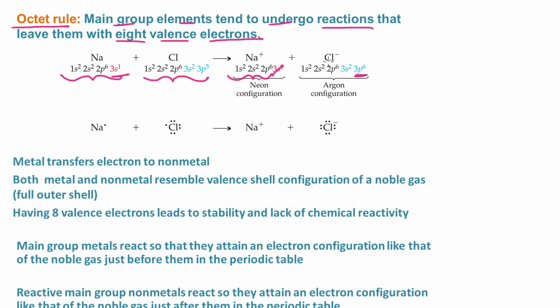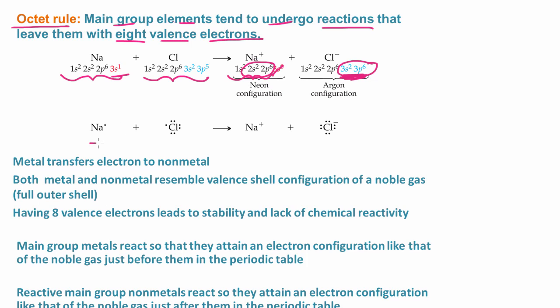And notice that when the chlorine atom gains 1 electron, when that electron is transferred from the sodium atom to the chlorine, it now has a full outer shell. That electron goes to that 3p subshell. Notice that the outer shell has 8 electrons. Same here with the sodium. Notice that the outer shell, when it loses the electron, has 8 electrons.